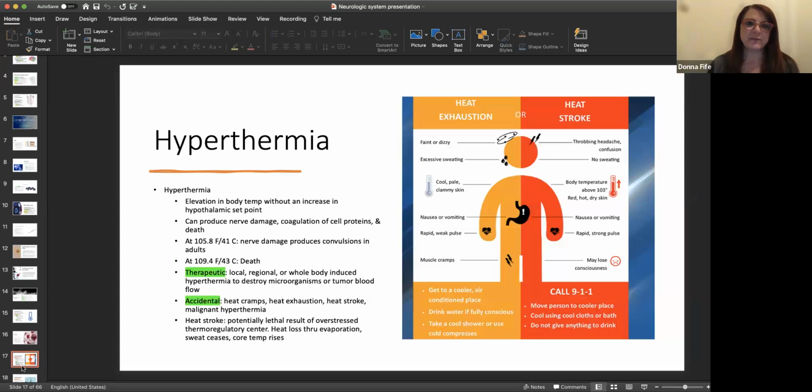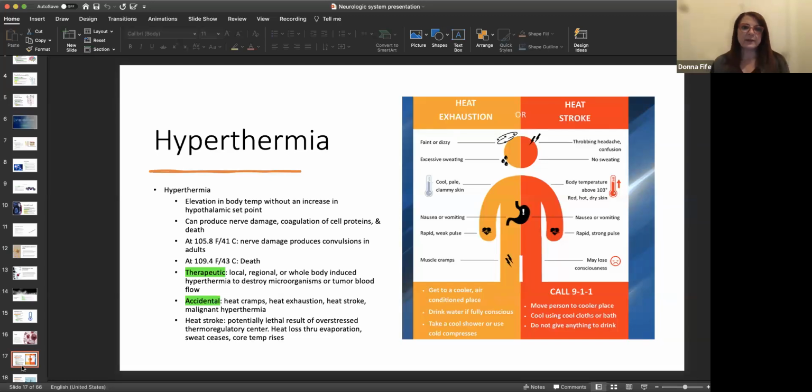Hyperthermia, this is an elevation in body temp without an increase in the hypothalamic set point. This can produce nerve damage, coagulation of cell proteins, and death. At 105.8 Fahrenheit or 41 Celsius, there can be nerve damage that produces convulsions in adults or febrile seizures. At 109.4 or 43 degrees Celsius, death will occur.